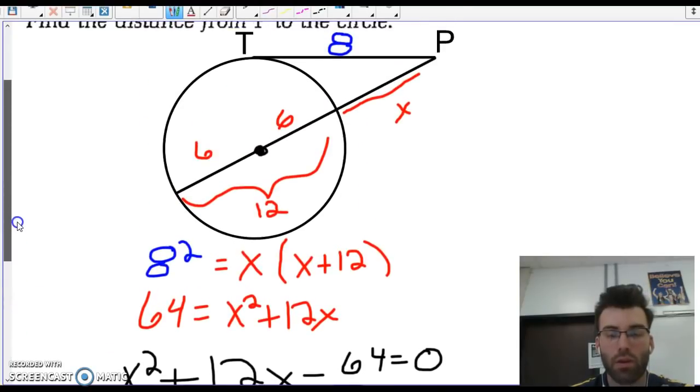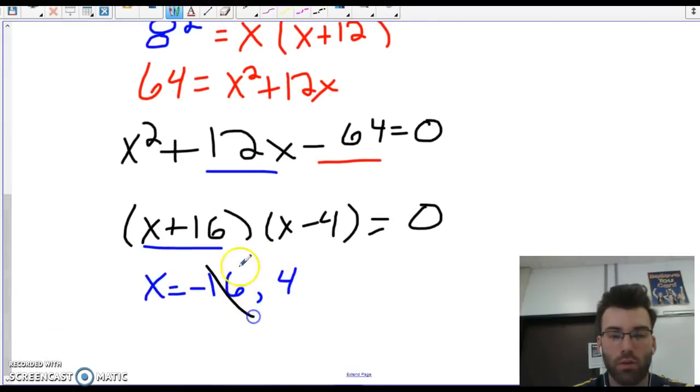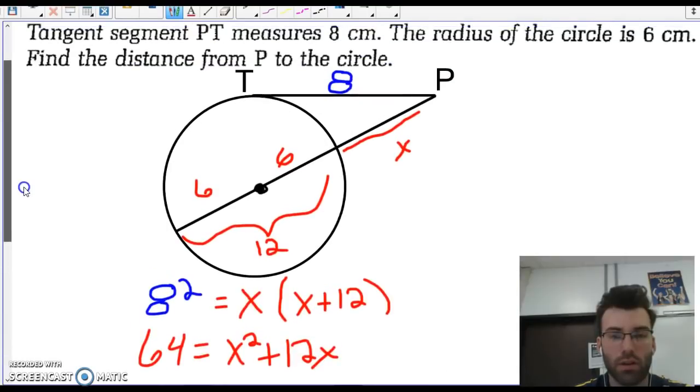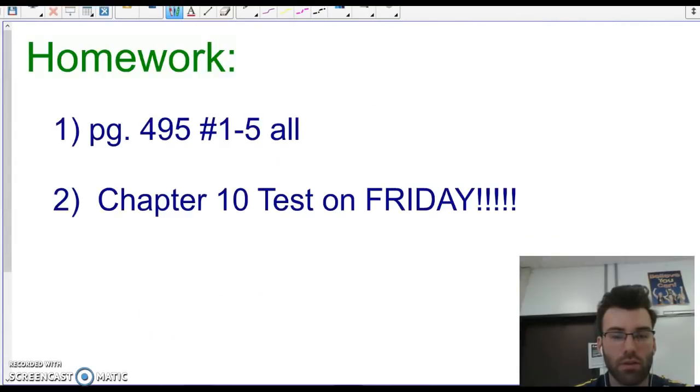Now, we're looking for an outer piece here, a piece of a segment, so we can throw away, in this case, our negative. So X is 4. So the distance is 4 centimeters. And again, you could always go back and plug that back in. Feel free to rewatch that part. I know I did that pretty quickly.